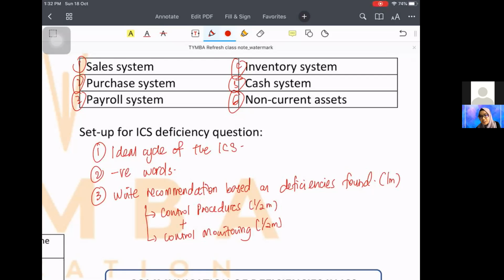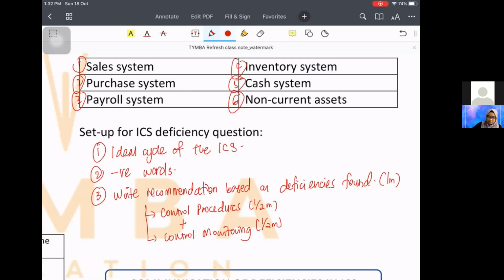So what is control procedures and what is control monitoring? We will touch on it in detail in IRC later. Okay, for an audit response, we just simply write what the auditor has to do, but this recommendation is quite detailed. We need to write the control procedures and the control monitoring part. That's why in the first part on internal control we learned the elements of internal control. We have control procedures and control monitoring and 3 other components.